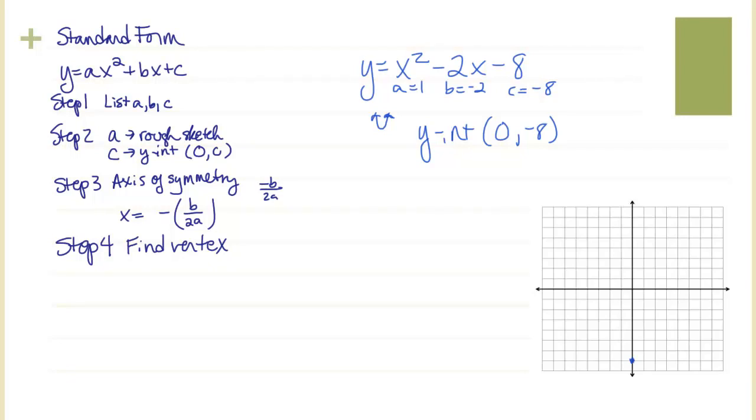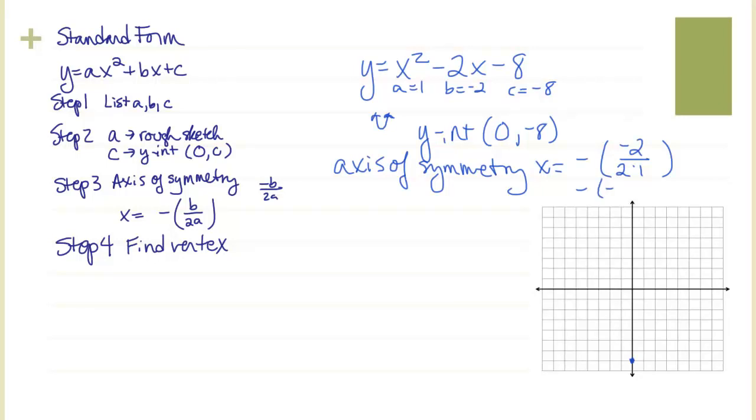There we go. And then we're going to find our axis of symmetry. It's going to be x equals negative b over 2a. b is negative 2, a is 1, so negative negative 2 over 2, which is 1, so x equals 1. So our axis of symmetry is going to be right here. And some of you may already remember, since the y-intercept is so close to that axis of symmetry, you might already know that vertex number.